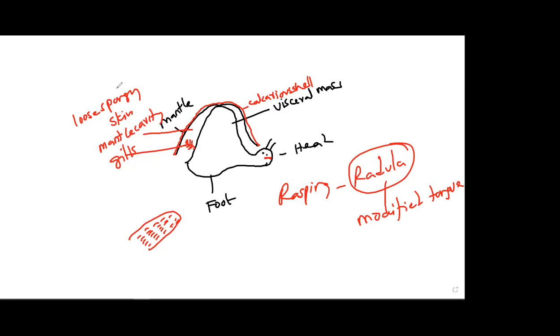The foot helps in locomotion, and the entire visceral mass is covered by a loose, spongy skin, the mantle, that secretes a shell towards the outer surface. Now, what is the advantage of secreting a shell? Number one, protection. Now, what is the advantage of having a gap between mantle and body?